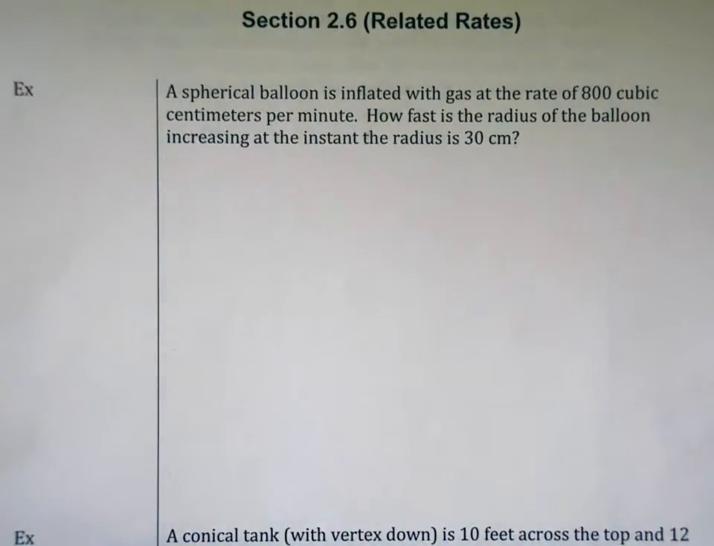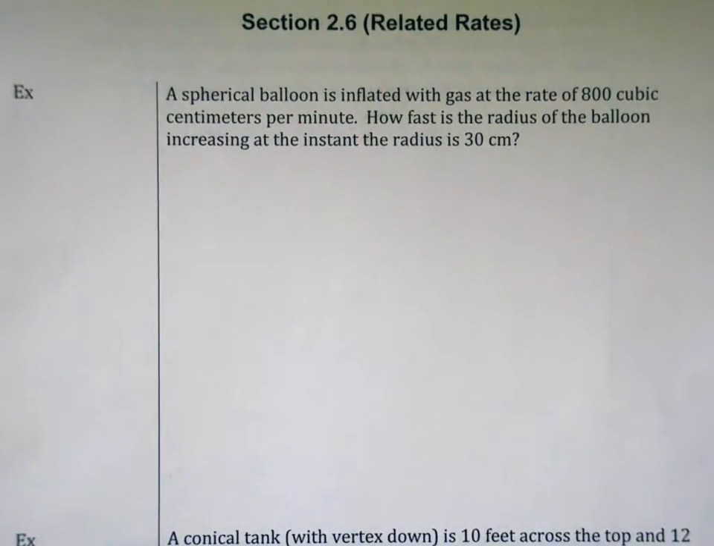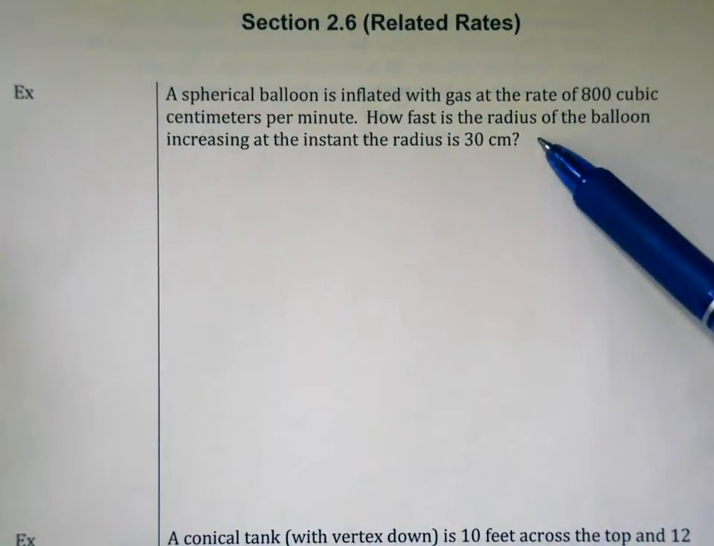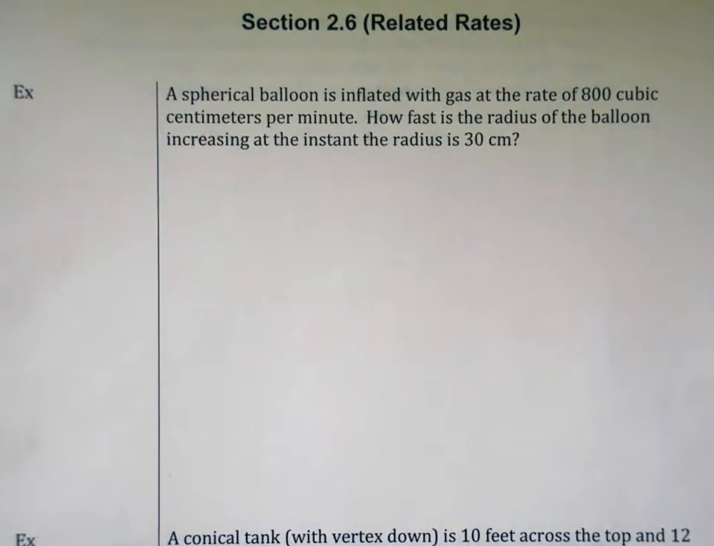And this section is a lot of applications. There's not a whole lot of concepts here, or at least those concepts are best illustrated within the context of an example. So let's get right to it. A spherical balloon is inflated with gas at the rate of 800 cubic centimeters per minute. How fast is the radius of the balloon increasing at the instant the radius is 30 centimeters?